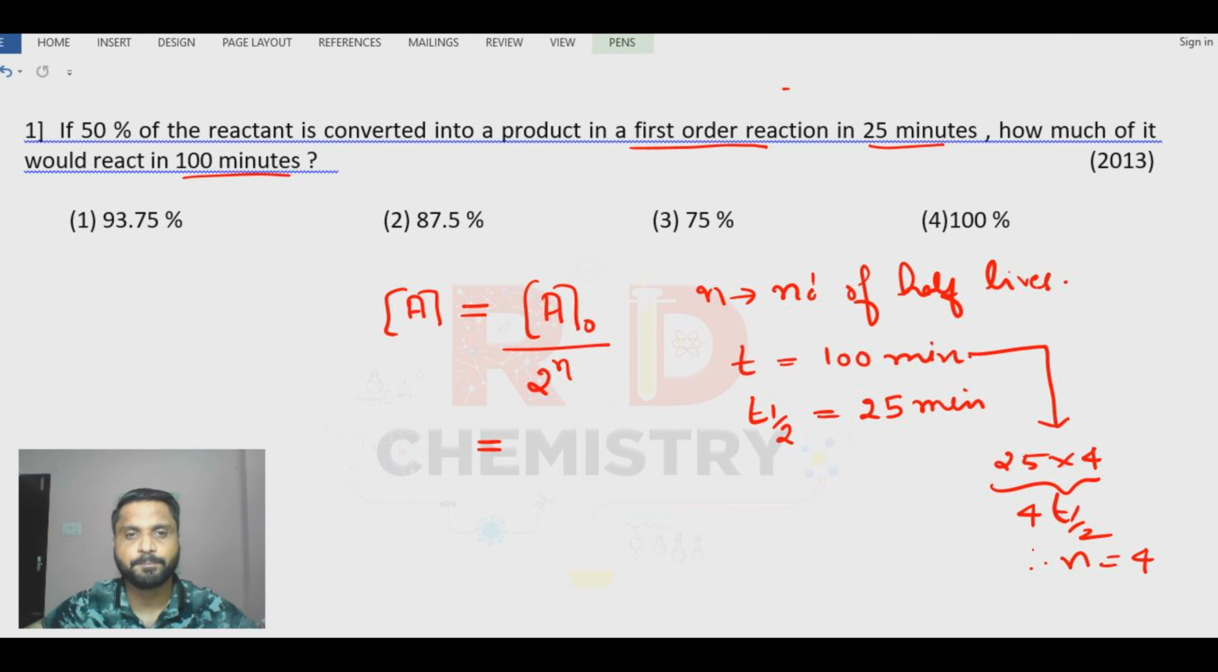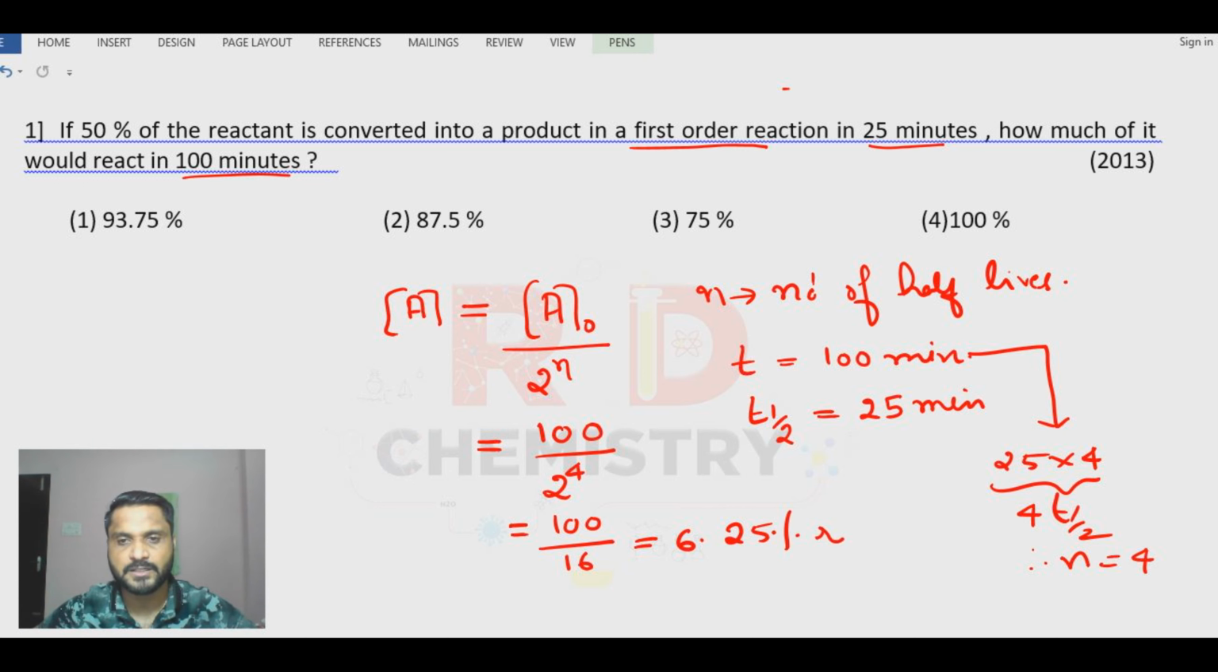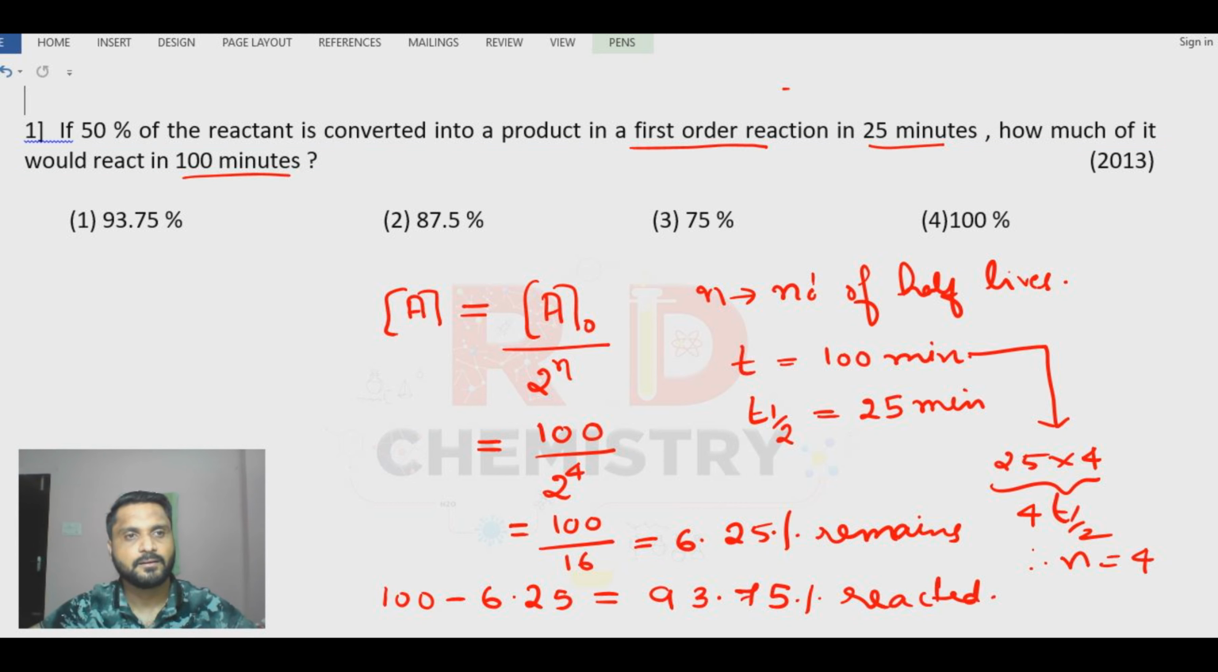So let me take it in terms of percentage. Initial percentage 100% divided by 2 to the power 4, which is 100 divided by 16. This comes to be equal to 6.25 percent. So this much percentage remains. So we can calculate how much has reacted. 100 minus the remaining 6.25, therefore reacted is equal to 93.75 percent. Okay. So you can make use of this formula to get the answer. Therefore the answer is option number 1. Right.